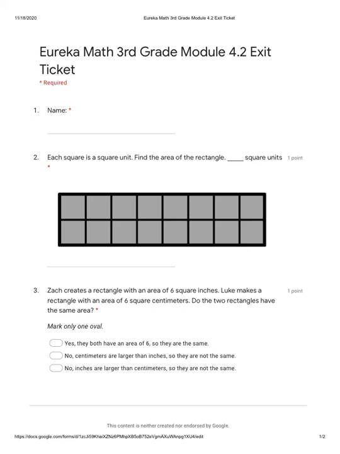This is Eureka Math, 3rd grade, Module 4, Lesson 2, Exit Ticket. The first question says, each square is a square unit. Find the area of the rectangle. So we want to find out how many square units is this rectangle.